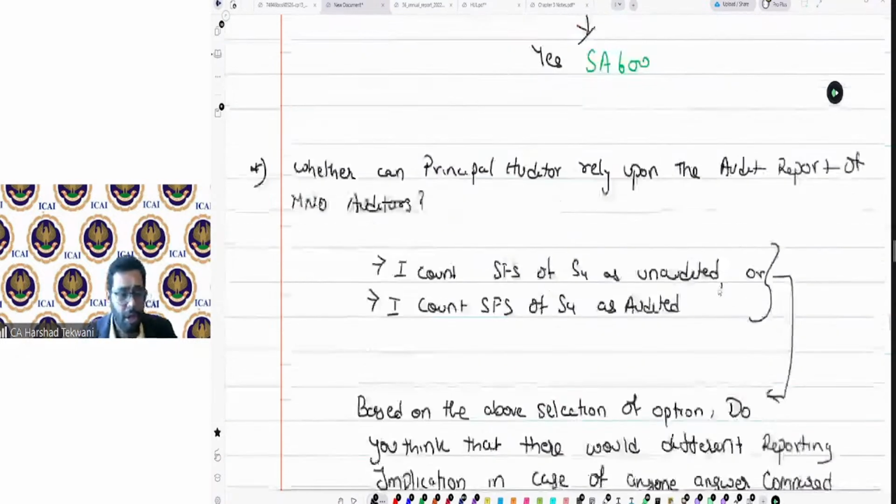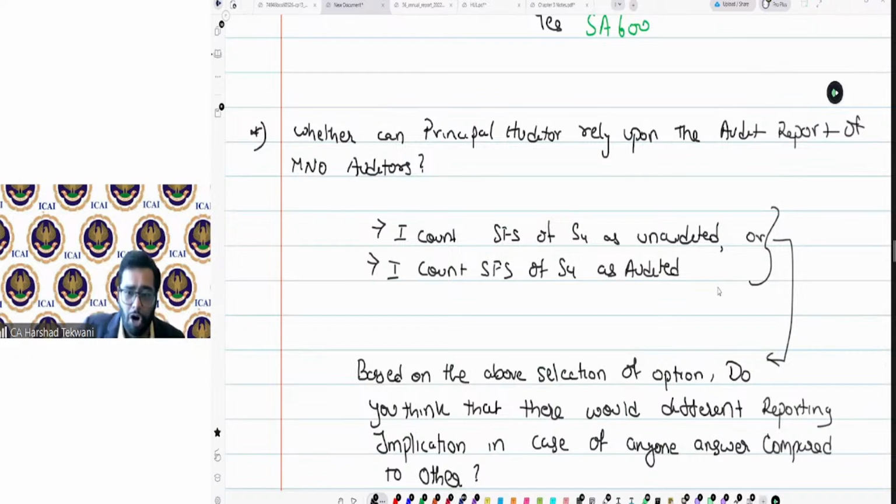Again, understand, selection of audited or unaudited may result in implication in reporting. So the first question is, do you think there is any difference in reporting of unaudited or audited financial statements? Let's say I count it unaudited. Will it make a difference in my reporting if I count it as audited instead of unaudited? If yes, then where?